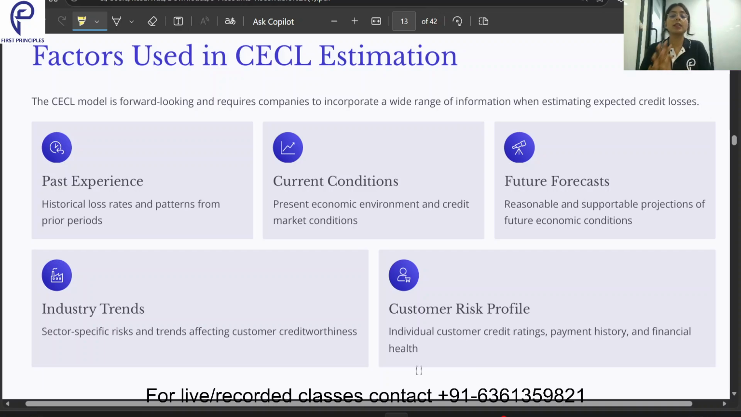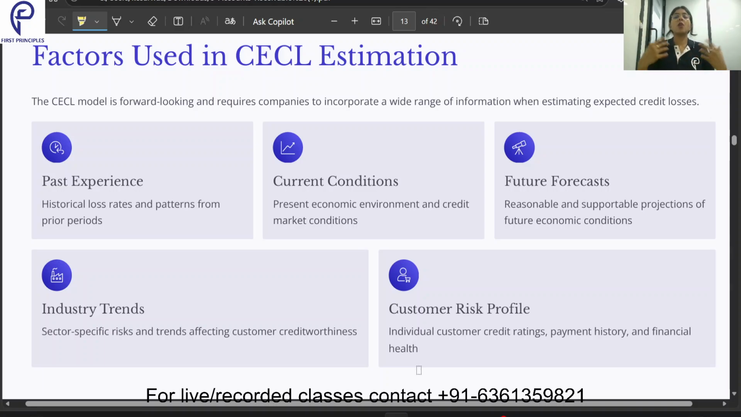Then having a look at the current condition. For example, we recently experienced COVID-19. In a case like that, how the customer's payment is going to be disturbed from their side, like they are not going to make the final payment or maybe the full payment to us. Then again, if there is a war and we are anticipating any loss, in that case also we should make the estimates accordingly.